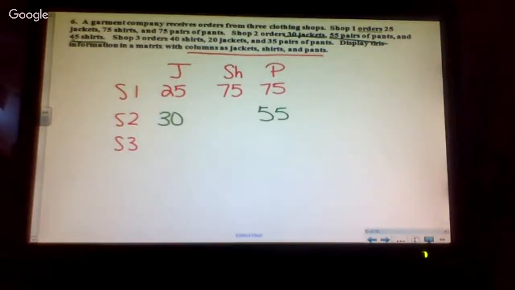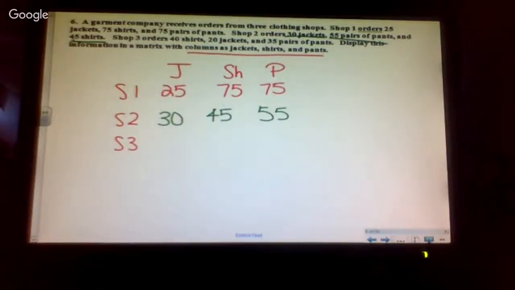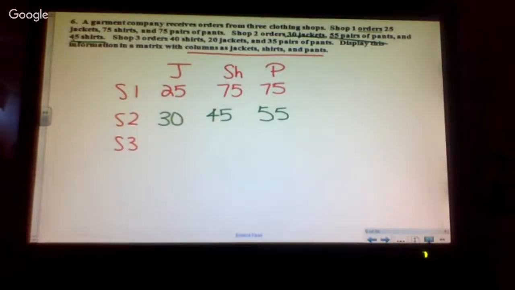So shirts go in the middle, 45. And the last row, from left to right: jackets, 20, shirts, 40, and pants, 35. Perfect.